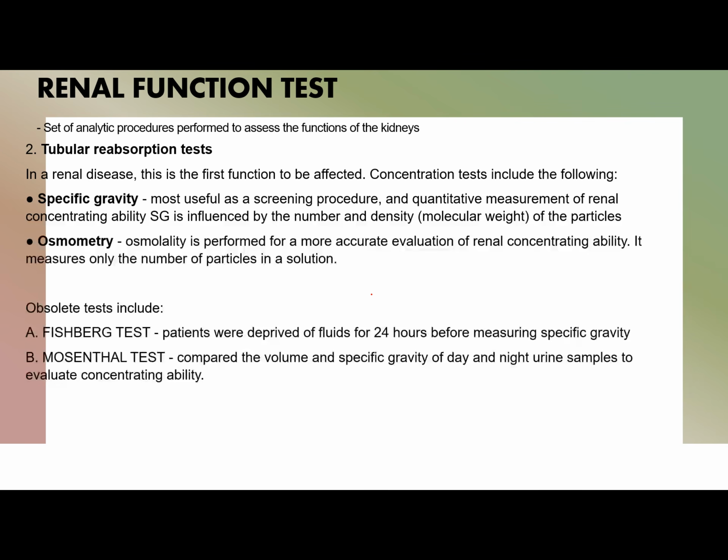In a renal disease, this is the first function to be affected. Concentration tests include specific gravity. So, ito gagawin nyo to class sa laboratory nyo. You're going to use specific gravity. This is most useful as a screening procedure and quantitative measurement of renal concentrating ability. SG is influenced by the number and density of the particle. To simplify this class, kapag mataas ang urine specific gravity nyo, it means that there are more solutes. Pag sinabi mong solutes, mga substances present. So, madaming sugar, madaming protein.